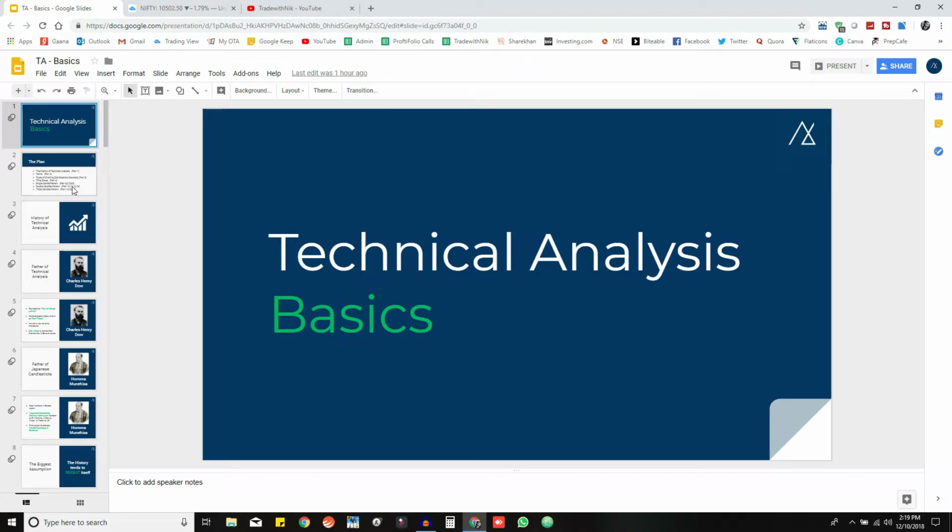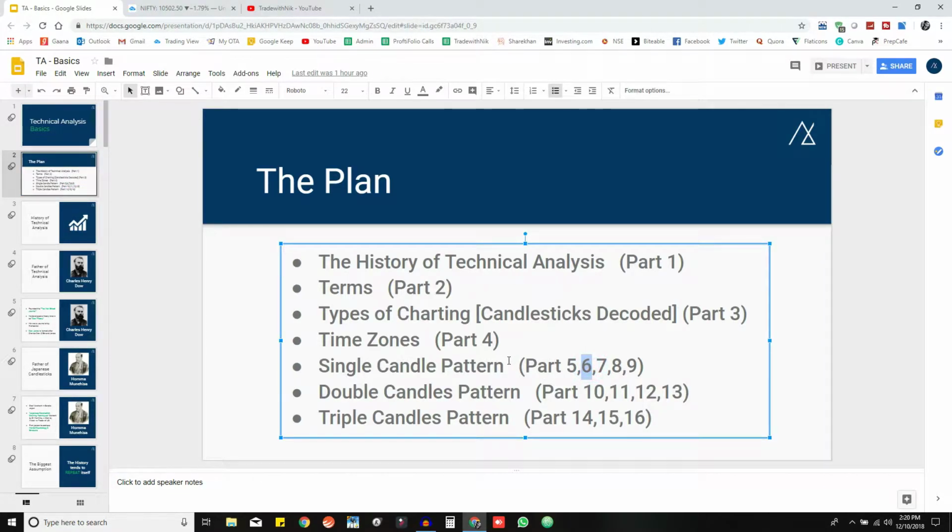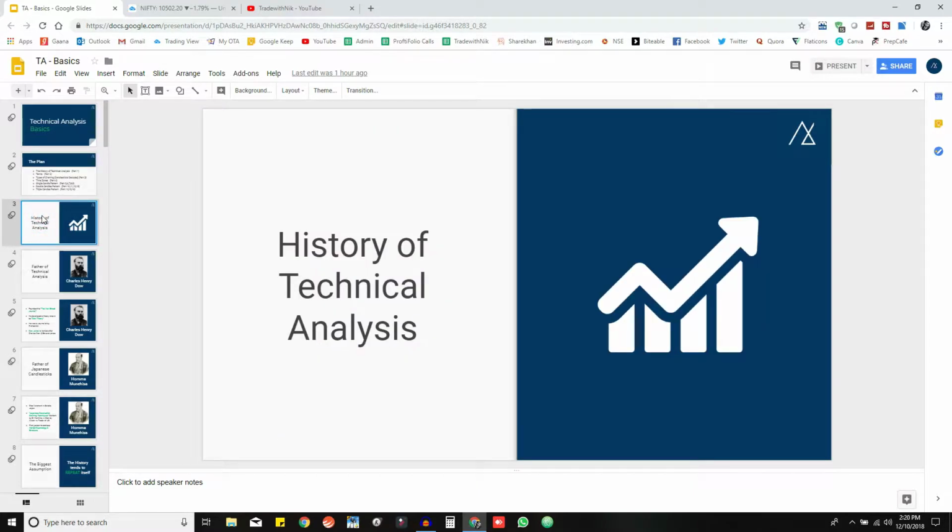TradewithNik here, and today we are going to discuss technical analysis, the basic course, part 6, that is single candlestick patterns. And in this part, before starting, we should revise.